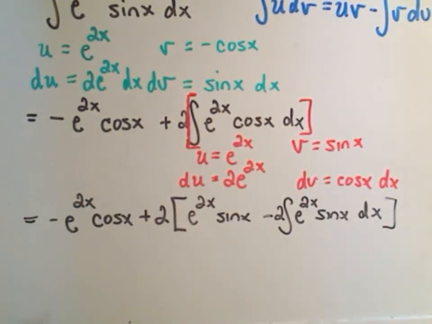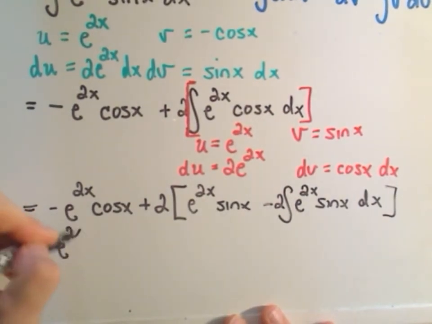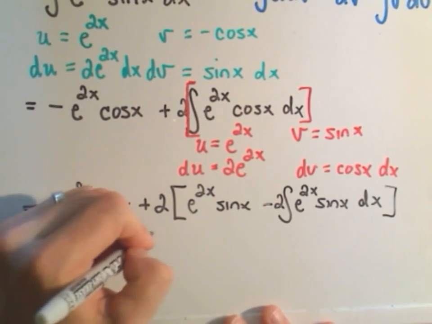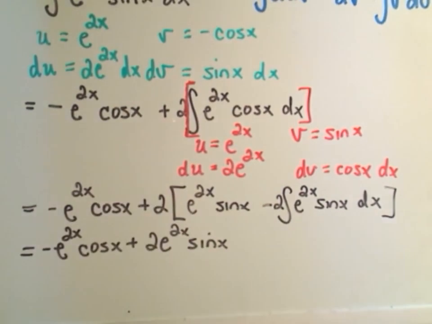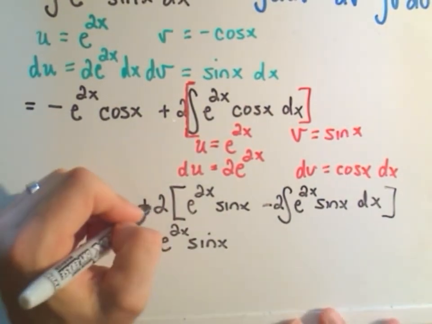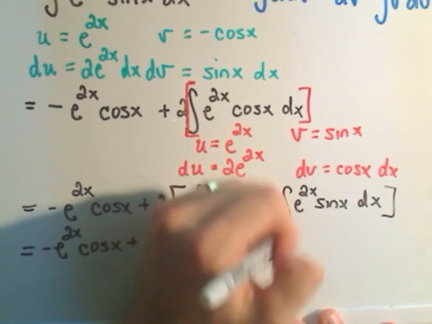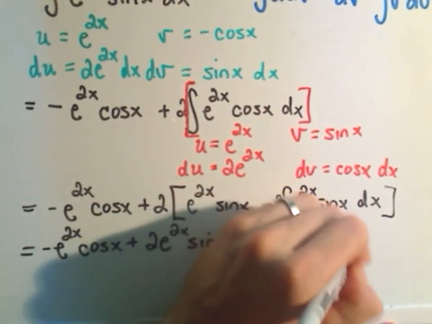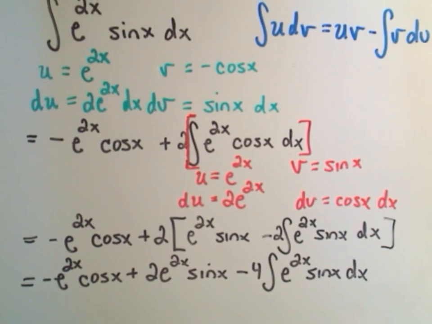Okay, if I distribute things out then, we get negative e to the 2x cosine x. If I distribute my 2, I'll get plus 2e to the 2x sine x. And if I distribute, again, the positive 2, I'll get negative 4 times the integral of e to the 2x sine x dx.